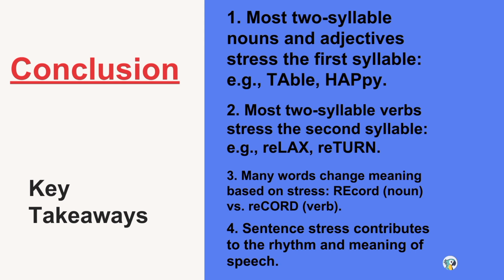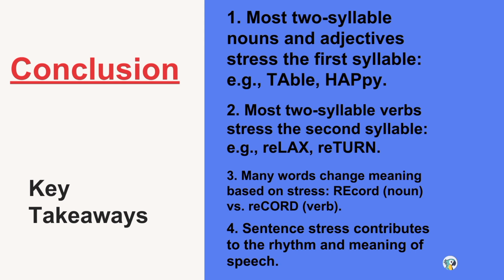For example, in the word table, table. In the word table, we have two syllables and the first one is stressed. Ta is stressed, while ble is unstressed because it is shorter and quieter. Then in the word happy, which is an adjective, the syllable ha is stressed, which is the first syllable, while the syllable py is not stressed.